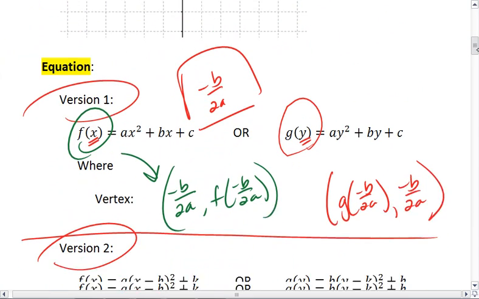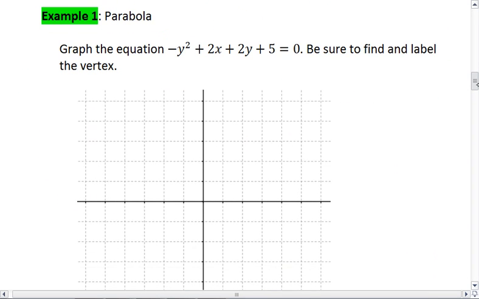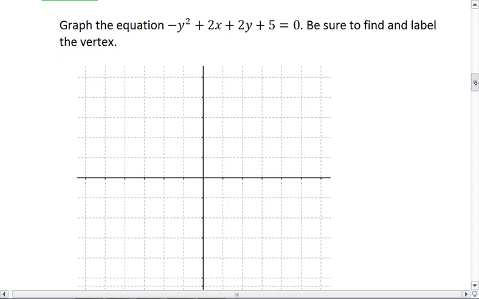Those are the basics for a parabola: the definition, graphically, and then equation. So let's look at an example. We want to graph the equation negative y squared plus 2x plus 2y plus 5 equals 0. We want to make sure that we find and label its vertex. Try this on your own first, and then resume the video when you're ready to check your solution.